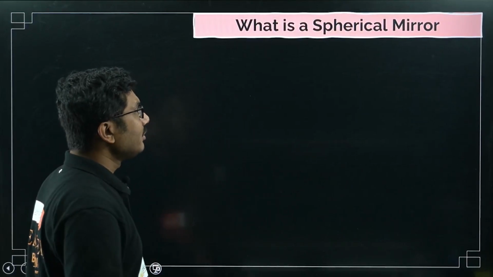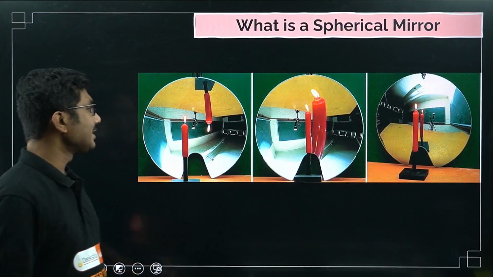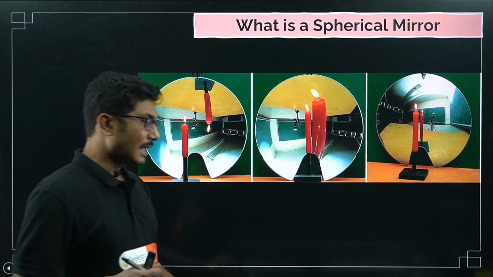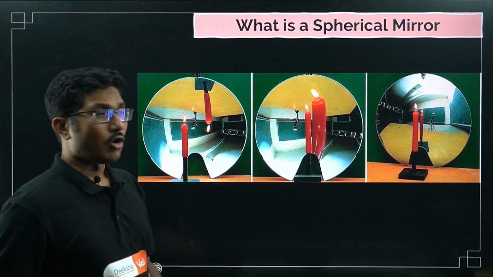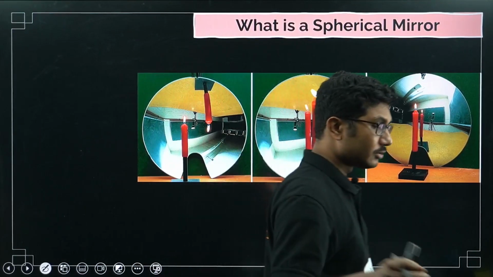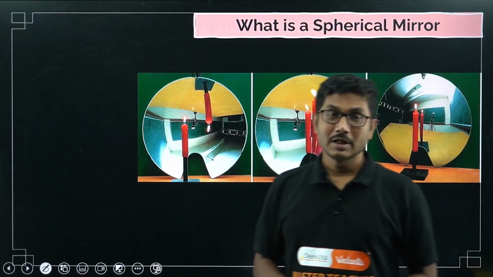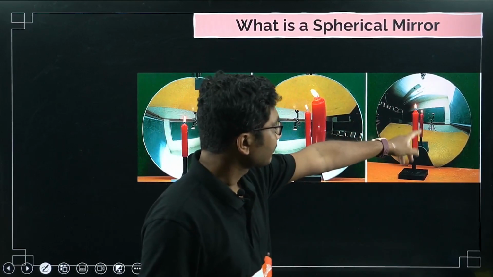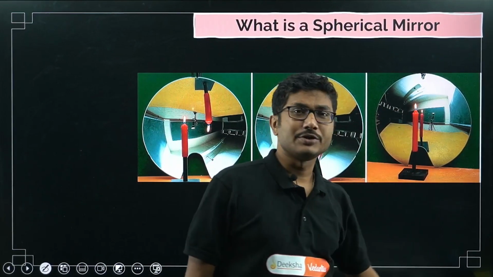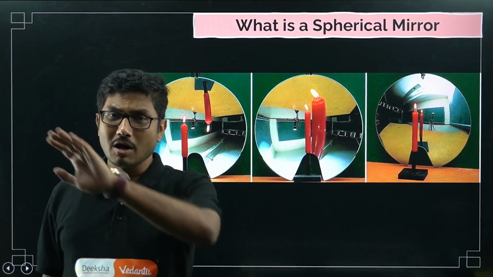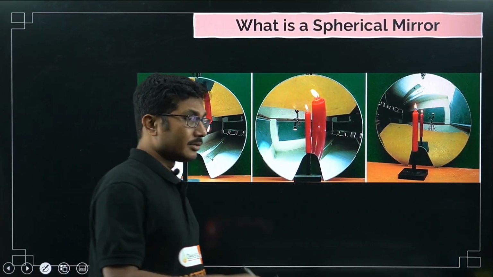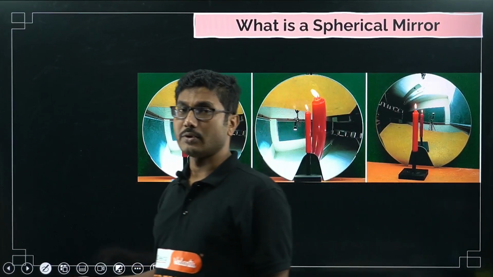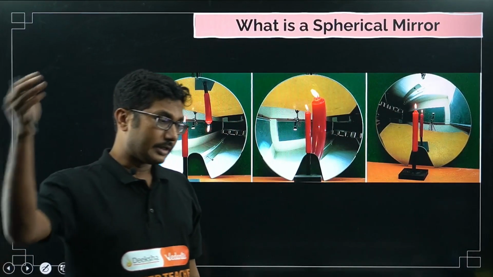Now let's look into spherical mirrors. You have seen such images in some museum, in some gallery, or at the corner of a supermarket. It is very common. This kind of mirror you might have seen in your supermarkets, or at the corner of a road. This is also common nowadays at the corner of a store.